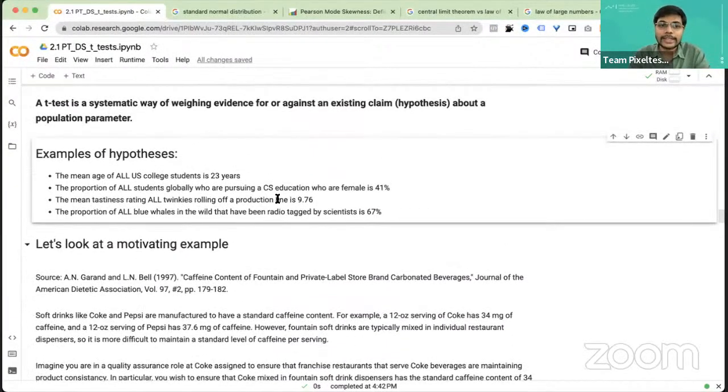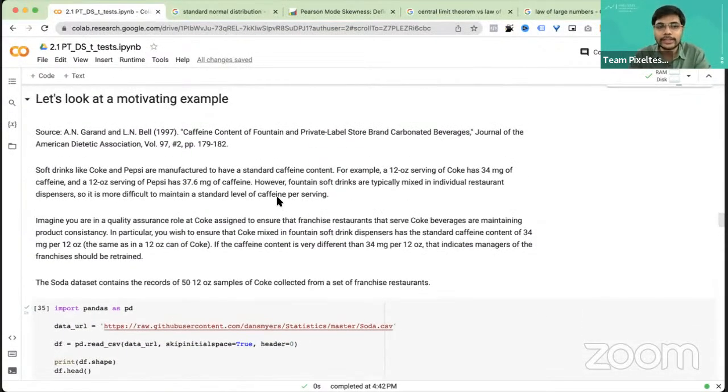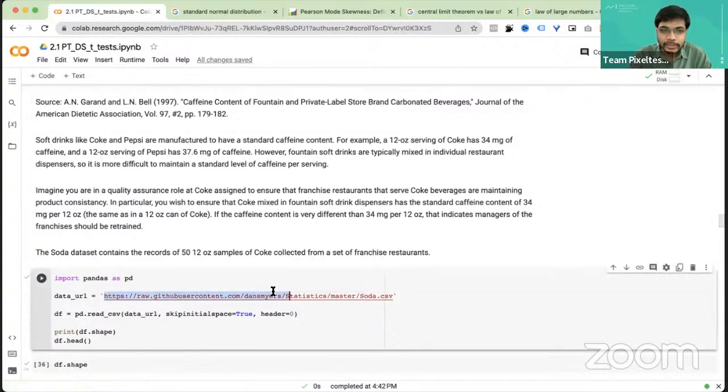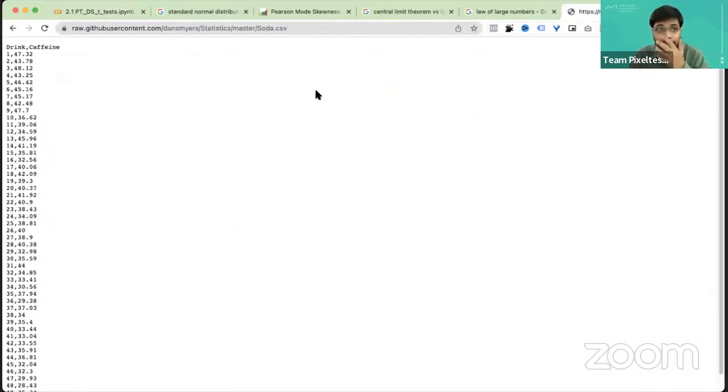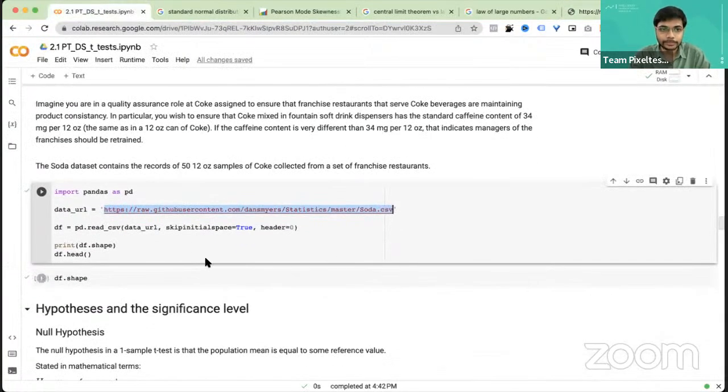Right. So let us try to test. First, we'll make a few assumptions and we'll work with a new data set, do multiple tests, and see if our hypothesis was right or wrong. So let's see this example. In this example, we are working with a data set related to Coke. There are two columns in it: the number of drinks, with 50 rows, and the caffeine values. All of that is there in this particular data set.